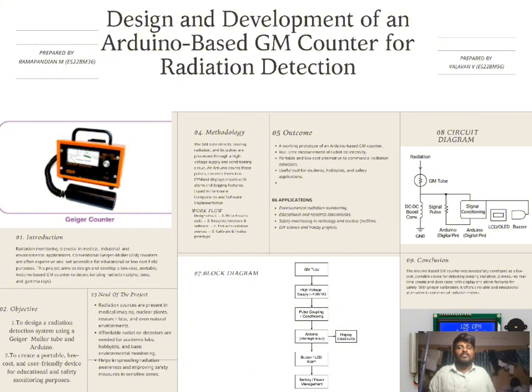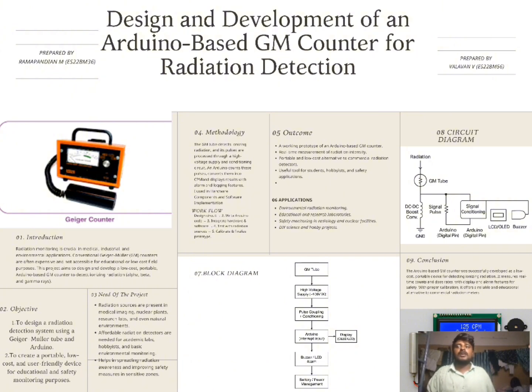For example, alpha, beta and gamma rays. It is mostly used for radiation monitoring in medical, industrial and environmental applications. The objective of my project is to design a radiation detection system using a GM counter tube and Arduino, and to make portable, low cost and user friendly educational safety monitoring with the GM counter.